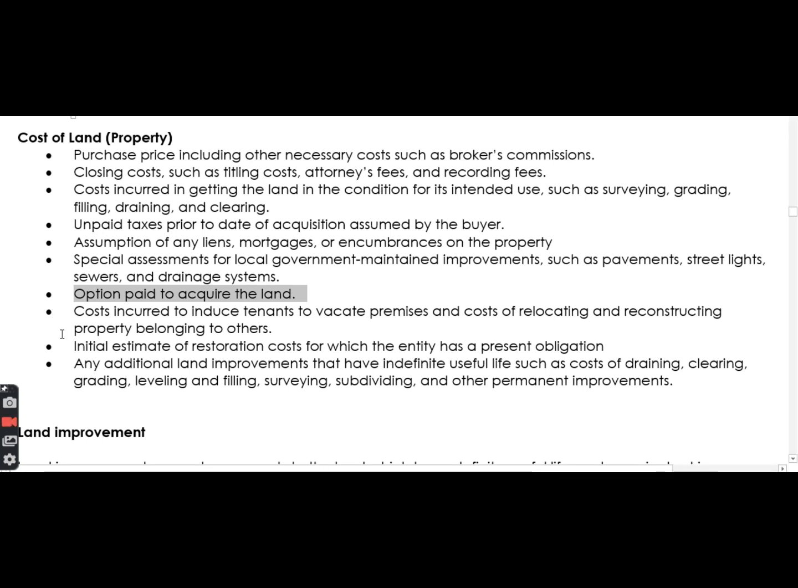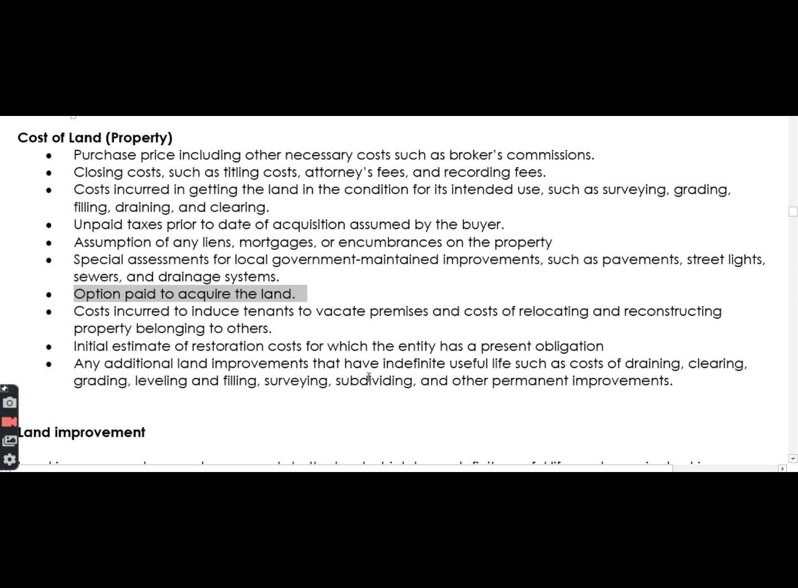Okay, next. Cost incurred to induce tenants to vacate premises and cost of relocating and restructuring or reconstructing property belonging to others. Ayan. Hirap, no? Huwag ka nang bumili ng lupa. Okay. Initial estimate of restoration cost for which the entity has a present obligation. Okay, yan yung parang decommissioning din later on.